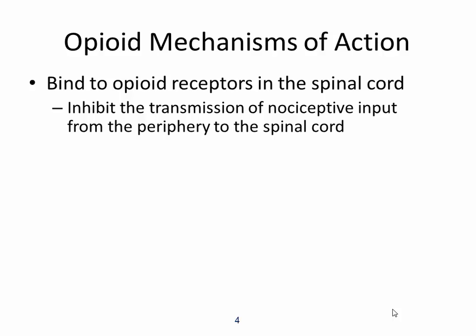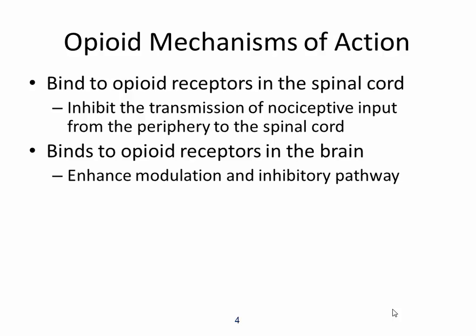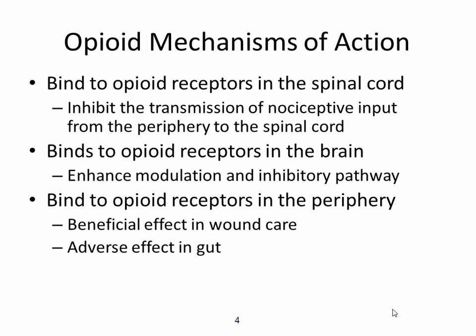Now we're going to talk about the different opioid mechanisms of action. The opioids bind to the opioid receptor in the spinal cord and inhibit the transmission of nociceptive pain from the periphery to the spinal cord. They also bind to the opioid receptors in the brain and enhance modulation and the other inhibitory pathways. And they bind to the opioid receptor in the periphery, and this becomes of interest when you're talking about topical morphine or other opioids in wound care, or when you're talking about opioid antagonist or binding to the opioid receptor for adverse effects in the gut.